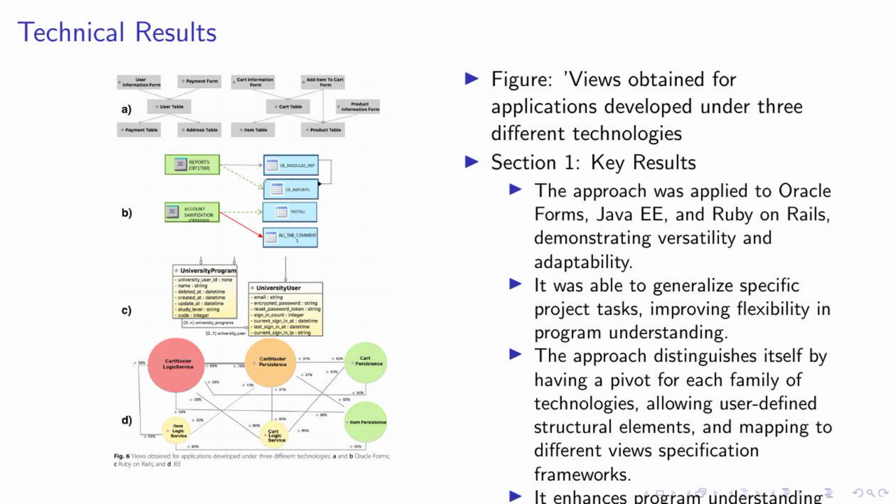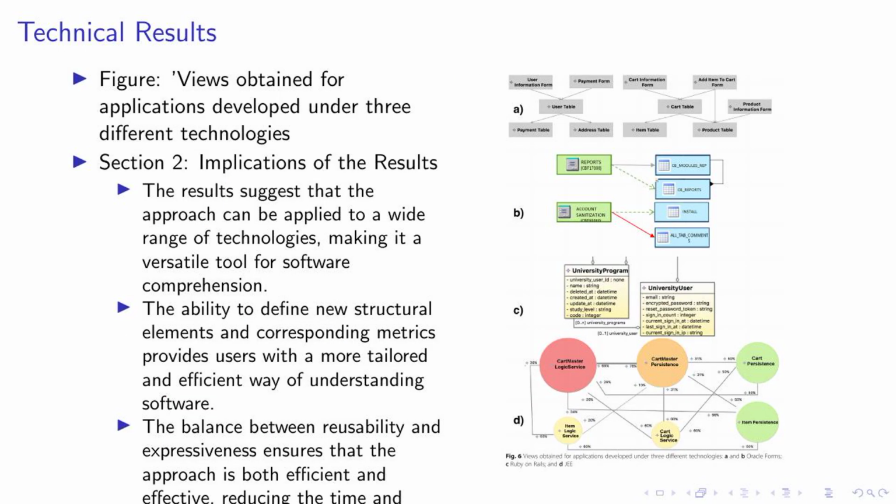It's unique in that it provides a pivot for each family of technologies, allowing user-defined structural elements and mapping to different views specification frameworks. This approach not only enhances program understanding by providing flexible and customizable abstractions, but also strikes a balance between reusability and expressiveness. It empowers users to define new structural elements and corresponding metrics, facilitating software comprehension tasks. In essence, our approach is designed to be adaptable, flexible, and user-friendly, catering to a wide range of technologies and user needs.